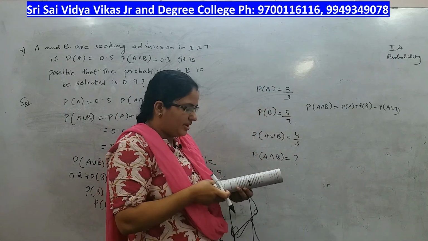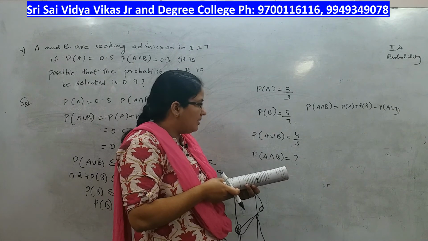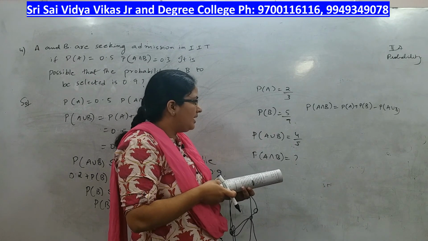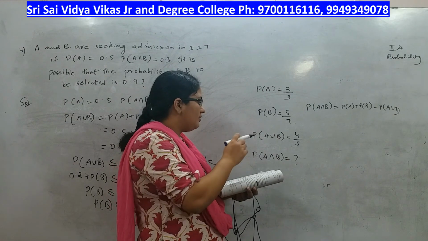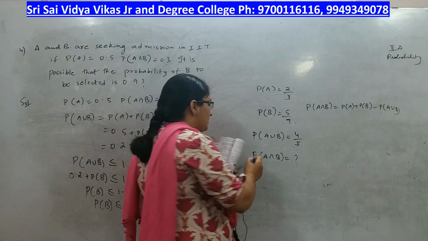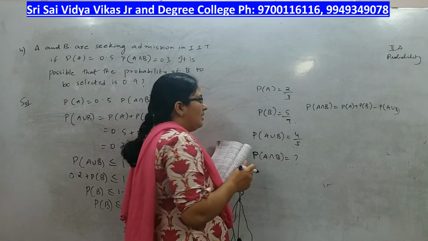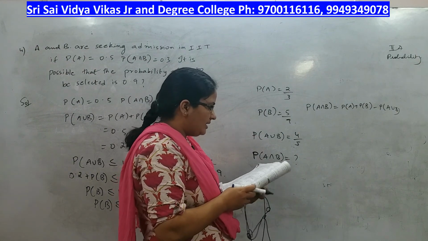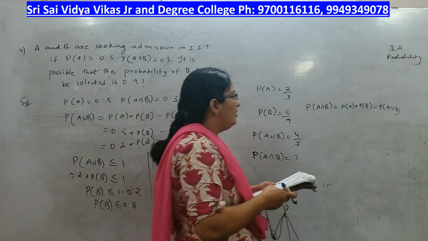The probability for a contractor to get a road contract is 2 by 3 and to get a building contract is 5 by 9. To get at least one contract is 4 by 5. Find the probability to get both the contracts, that is P of A intersection B you have to find. P of A intersection B formula is what? P of A plus P of B minus P of A union B.